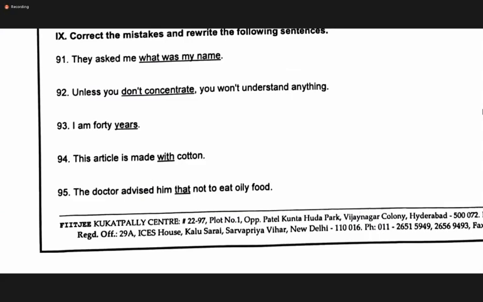93. I am 40 years. Remove years, or add old. Yes, I am 40, or I am 40 years old. So add old or remove years. It is corrected in two ways. Either you can remove it. If you remove it, the answer is I am 40. If we add old, it is correct.